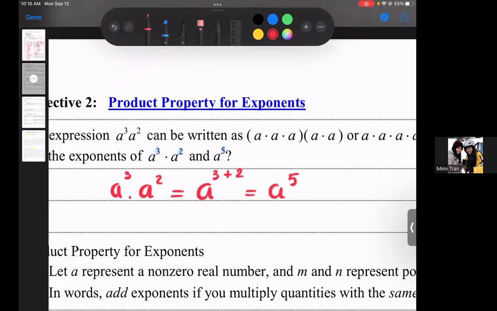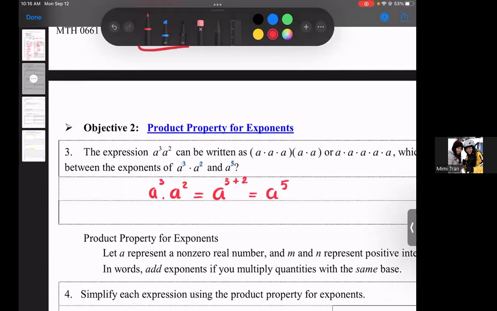So for example, I'll give you an example. If I have 2 to the 3 times 2 to the negative 2, are they the same base? Yes, they both have 2 as a base. So all I do is add the powers. So 3 plus negative 2. What is 3 plus negative 2?